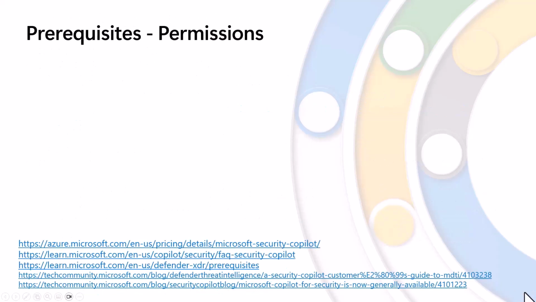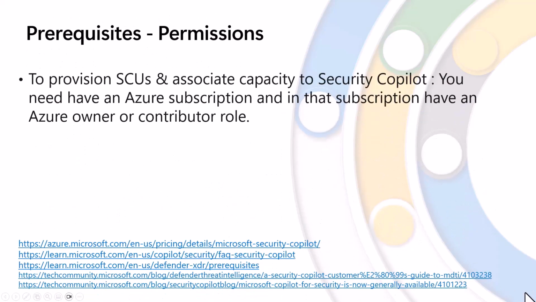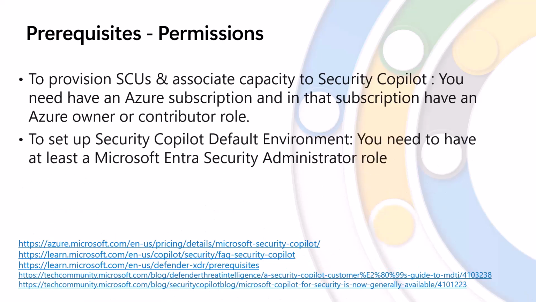Now, looking at permissions. To provision SCUs and associate capacity to Security Copilot, you need to be an Azure subscription owner or contributor. To set up the Security Copilot default environment, you need to have at least Microsoft Entra Security Administrator role. Note that this is not an Azure role.